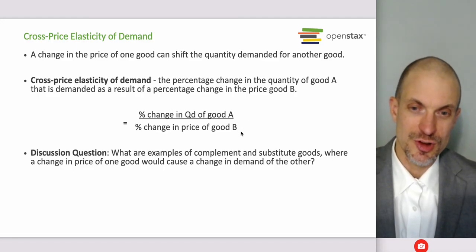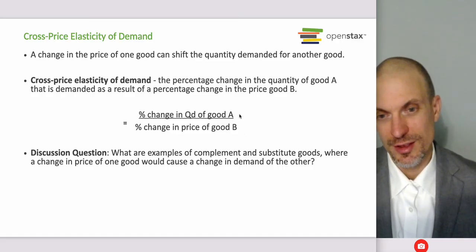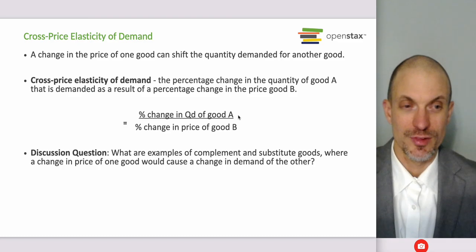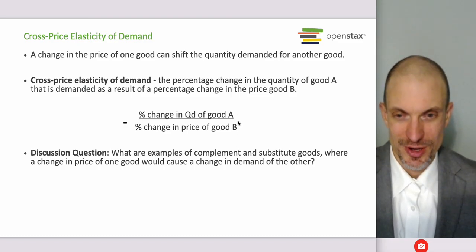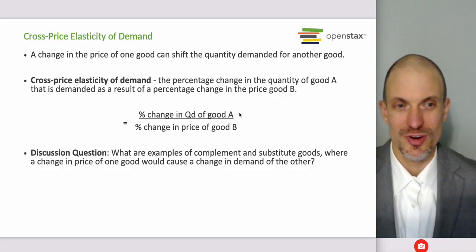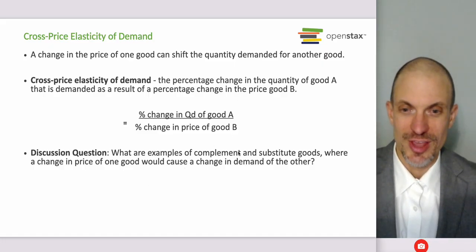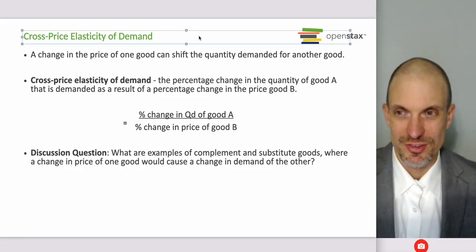So it'd be like an increase in the price of ice cream cones means you buy fewer ice cream cones, but you also buy less ice cream. Or a decrease in the price of ice cream cones means you buy more ice cream cones and then you buy more ice cream. So those are opposite signs. Okay, what are examples of complement and substitute goods where the change in price of one good causes a change in demand of the other? Oh, yeah, I gave examples just a second ago.